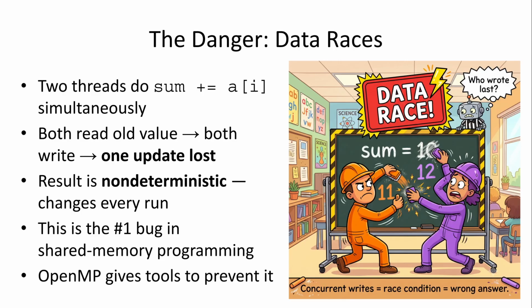Sometimes thread 1 will write at the end, sometimes thread 2 will write at the end. Whoever writes at the end, that value will be reflected in the sum. But as we discussed, both these values are wrong. The actual sum should be 13, but either 11 or 12 gets written. So this is one of the key bugs, or issues, in shared memory programming.